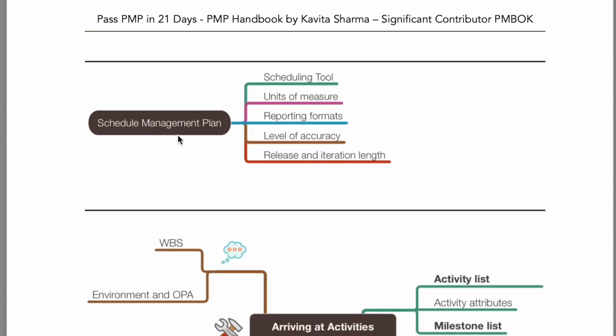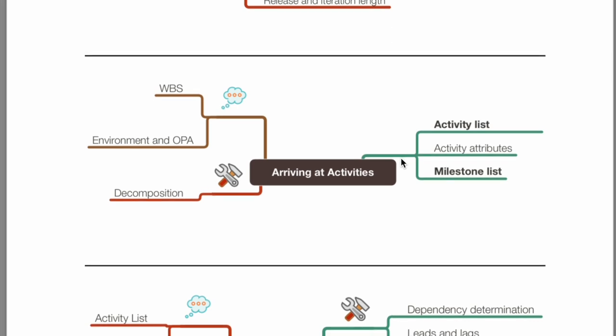So the schedule management plan would have what tool we're going to use, what the units of measure are, whether it is days or weeks or hours, how we report the progress, what the level of accuracy of estimates is, and the release and iteration length.